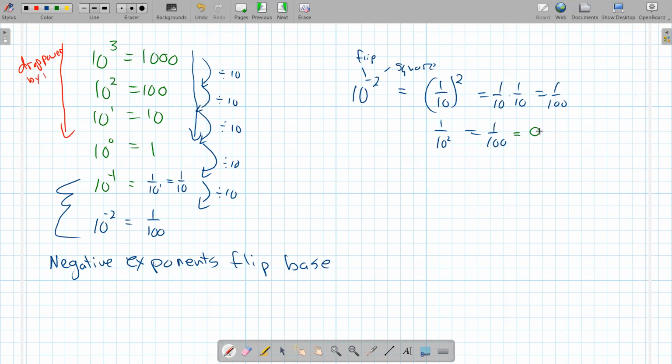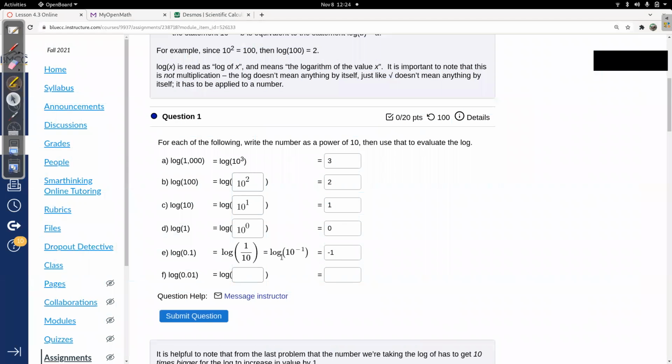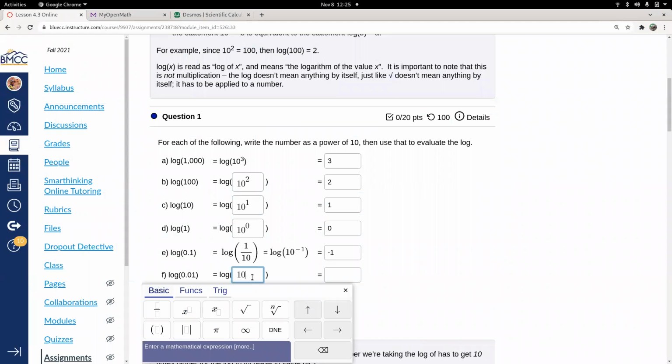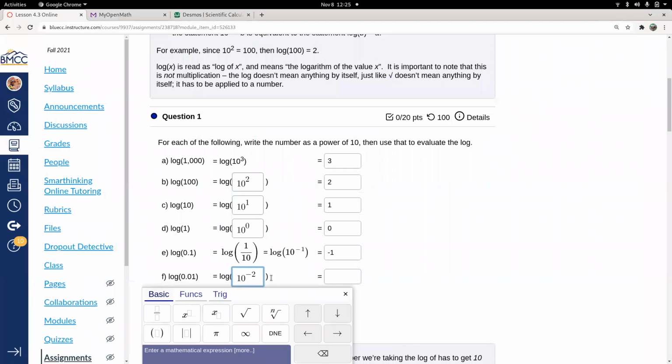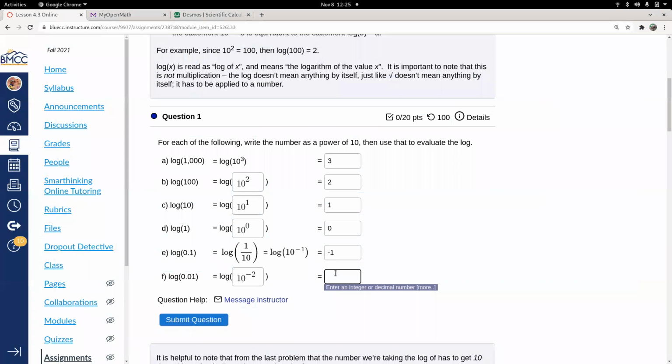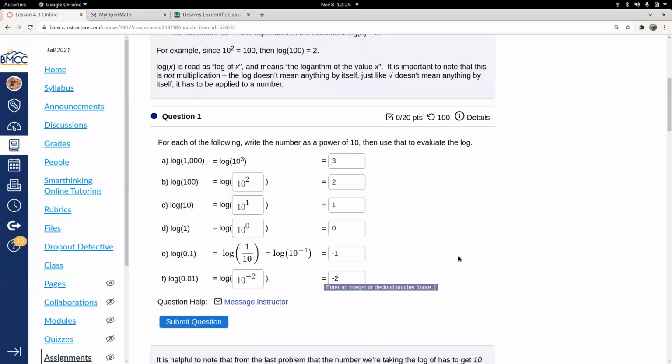1/100th here is 0.01, right? Tenths, hundredths, 1/100th. 1/100th is 10 to the -2. What power of 10 gives you 1/100th? The answer is that power is -2. So here I would have 10 raised to the power -2, and here I would have -2 as the power I need.